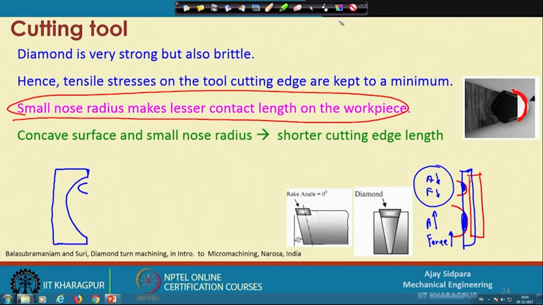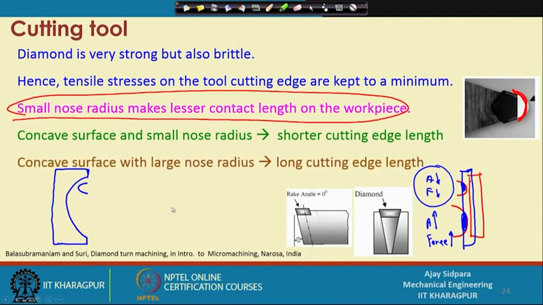But now if you want to use the same thing with a larger nose radius. So, now there is a larger nose radius, let us see that. So, this is the larger nose radius. This is larger than this one. So, at that time the cutting length will be very large. So, wherever it is going to touch the surface, at that time we know that this is the cutting length. So, this cutting length will be very large at this location.